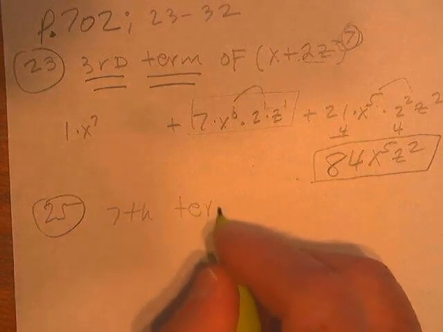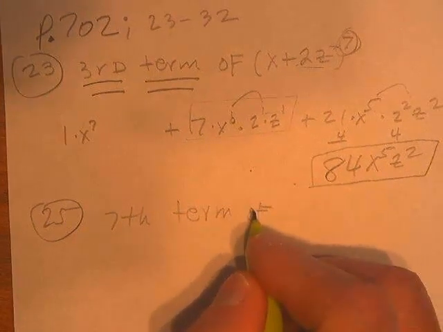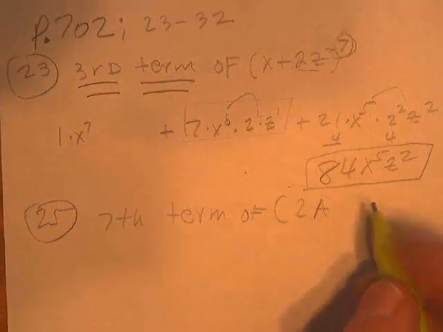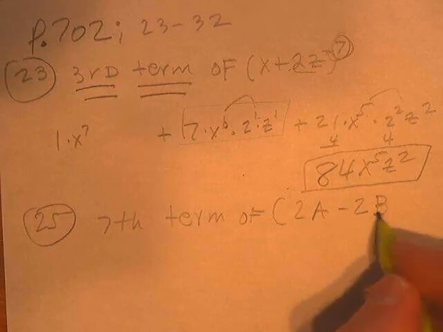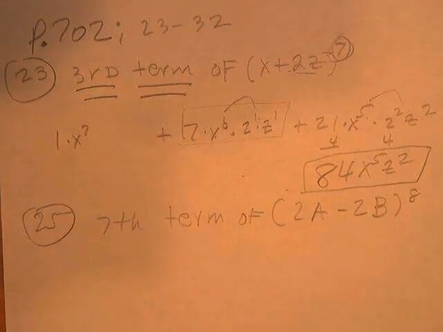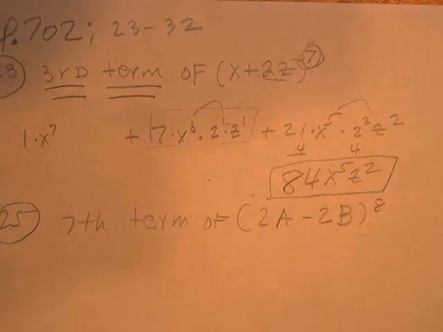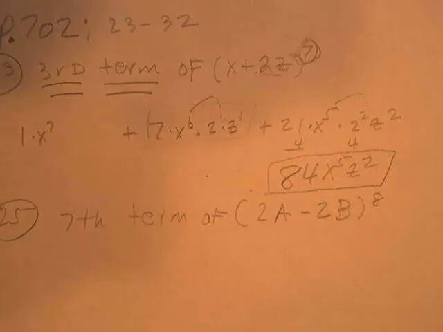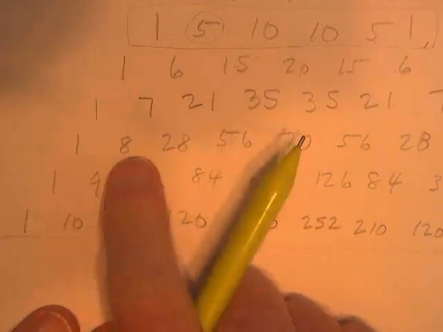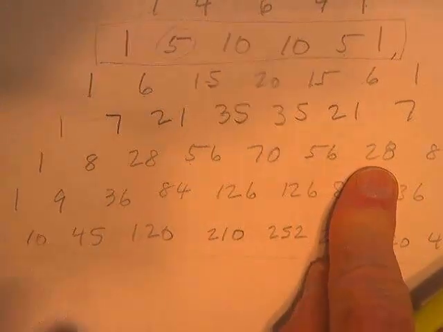The 7th term of 2a minus 2b to the 8th. I want the 7th term. Okay, so I want to go to the 8th row. That's right here. Look right here. 1, 2, 3, 4, 5, 6, 7. I want a 28.